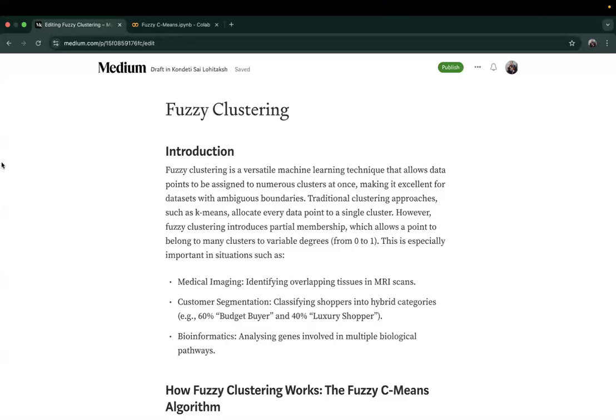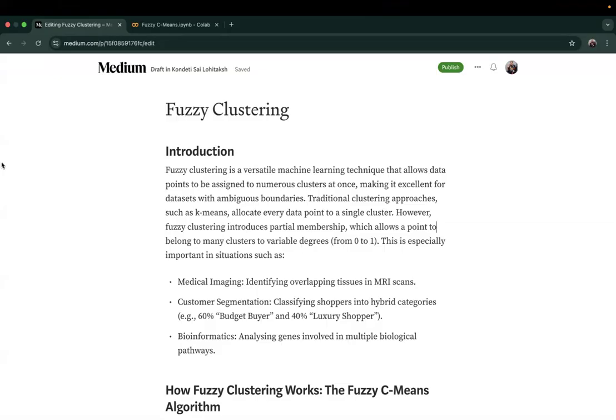So today I'm going to be explaining fuzzy clustering. What is fuzzy clustering? Fuzzy clustering is a versatile machine learning technique that allows data points to be assigned to numerous clusters at once. That means data points can be assigned to different clusters, making it excellent for data sets with ambiguous boundaries.